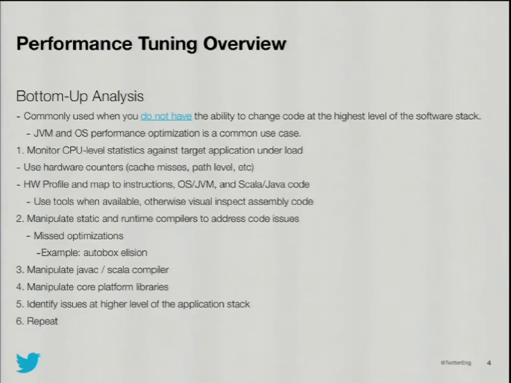So the first step is to monitor CPU level statistics against the target application under load. This is using hardware counters, things such as cache misses. You're trying to track cache misses, path length, branch prediction issues, things like that. Then the next step would be to use profiling tools that can give you that level of observability down to the hardware counter level.